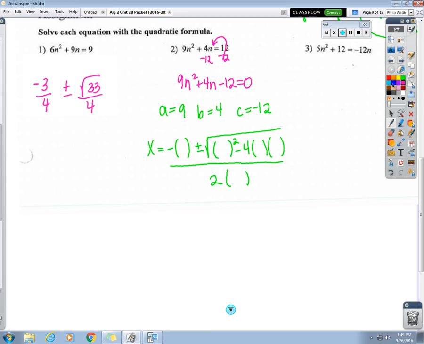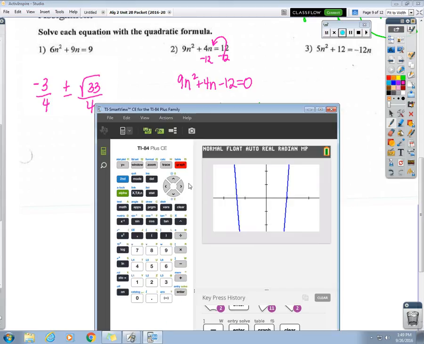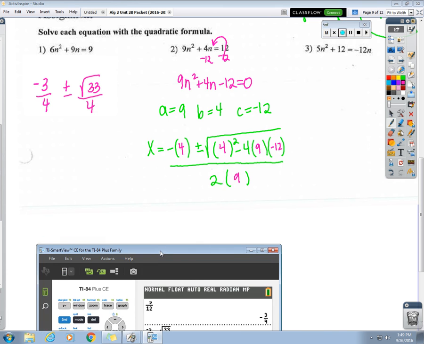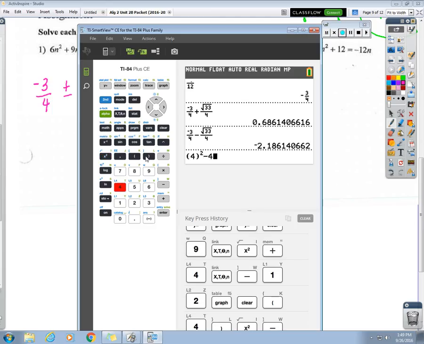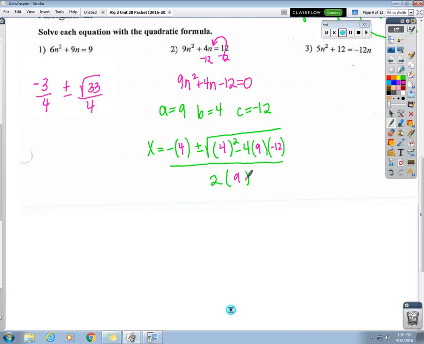Then you just plug in the stuff where it goes. So both of these are B's. What goes in those? 4. Both of these are A's. What goes in those? And then this one is C, so negative 12. The first thing you're going to type in your calculator is the discriminant. So that's 4 squared minus 4 times what? Okay. And I get 448. Okay, so this right here becomes a 448.